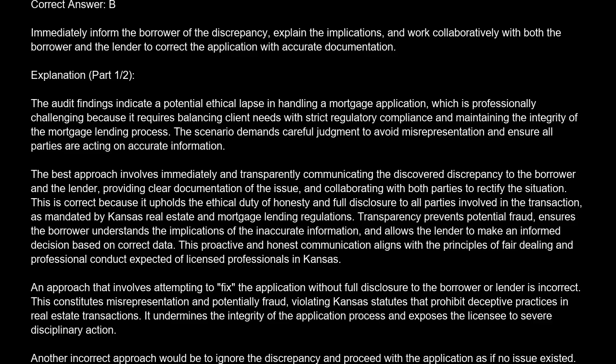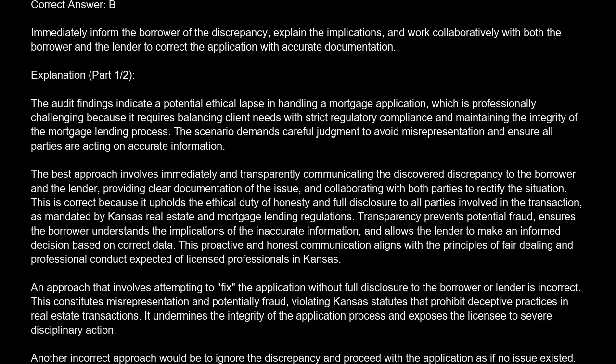An approach that involves attempting to fix the application without full disclosure to the borrower or lender is incorrect. This constitutes misrepresentation and potentially fraud, violating Kansas statutes that prohibit deceptive practices in real estate transactions. It undermines the integrity of the application process and exposes the licensee to severe disciplinary action.